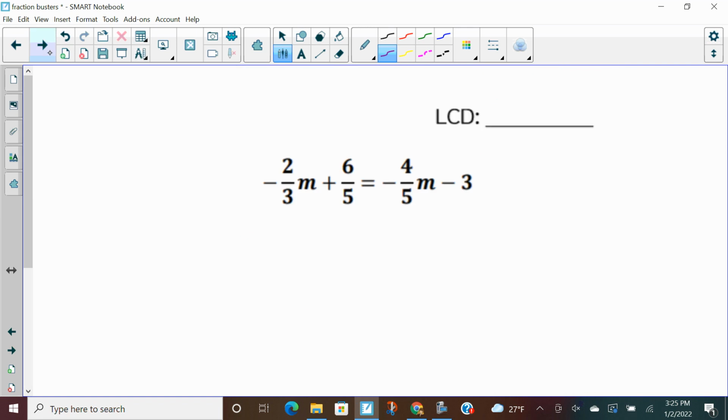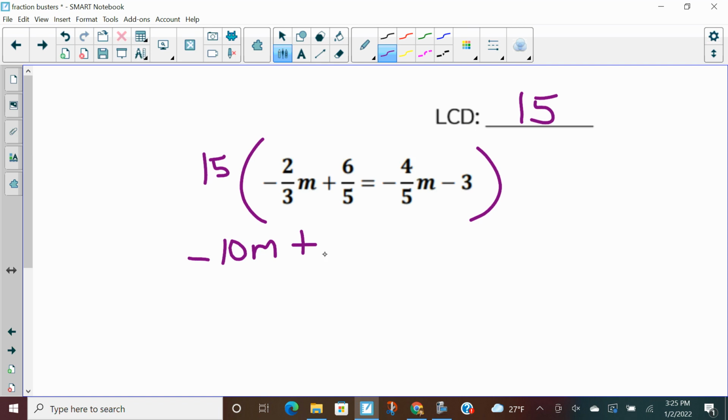Okay, for this next example, I want you guys to try the next step on your own. So first try to find the lowest common denominator. Okay, in this case, the lowest common denominator is 15. So multiply everything by 15. So I want you guys to decide what you get next. Okay, 3 goes into 15 5 times. 5 times 2 is 10, so I get a negative 10m.